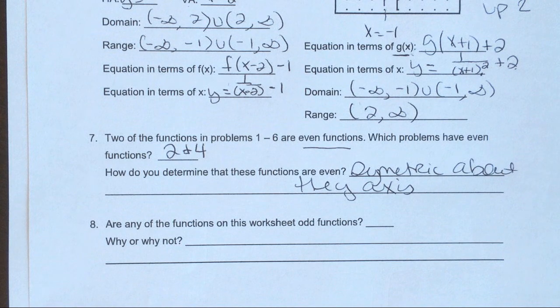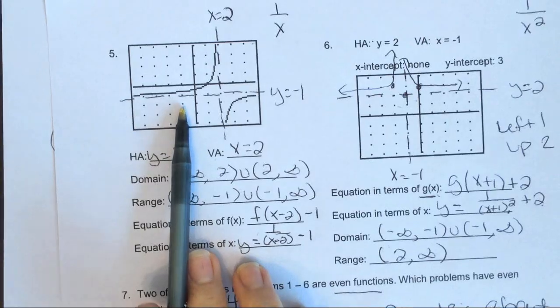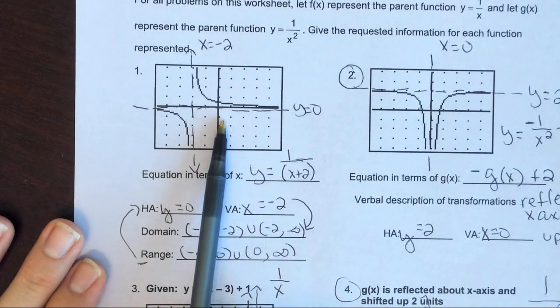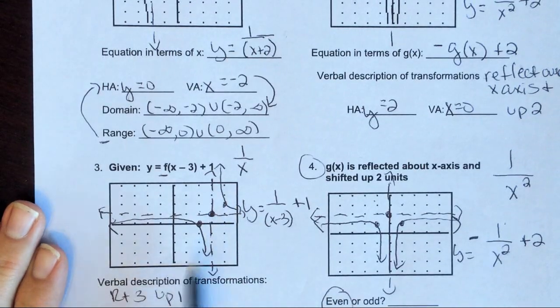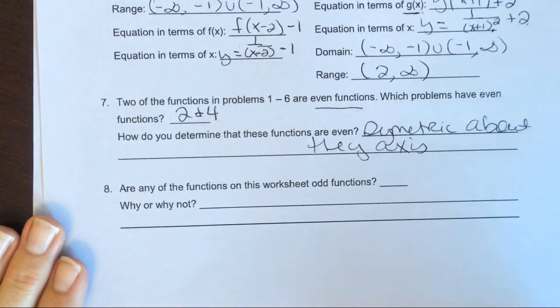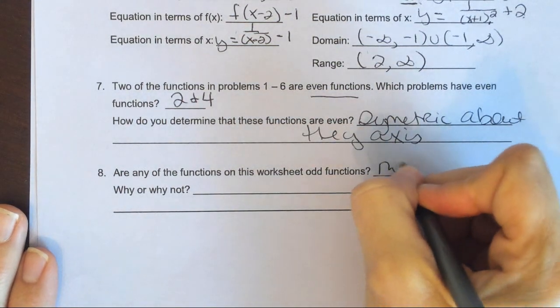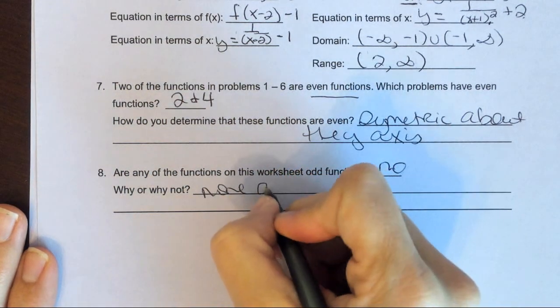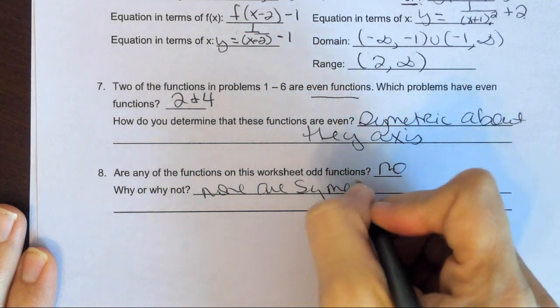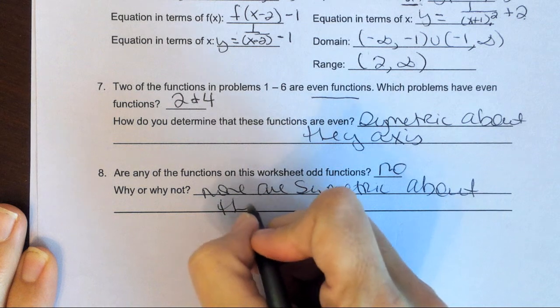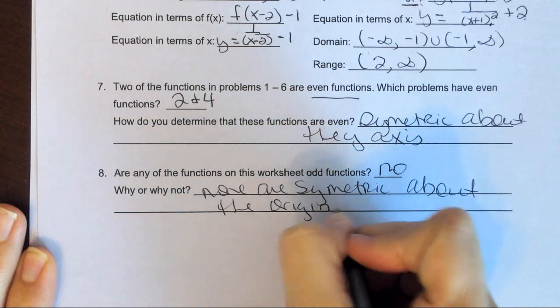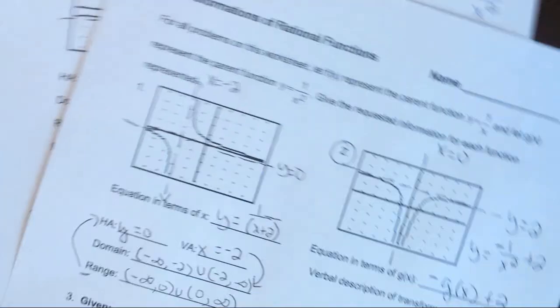Are any of the functions on the worksheet odd? If they're odd, it means you can fold it across the origin, which means it's a double flip. So number 5 is not odd. Number 1 had a transformation, so it's also not odd. Number 3 had a transformation, so it's also not odd. So are any of them odd? No, none are symmetric about the origin.